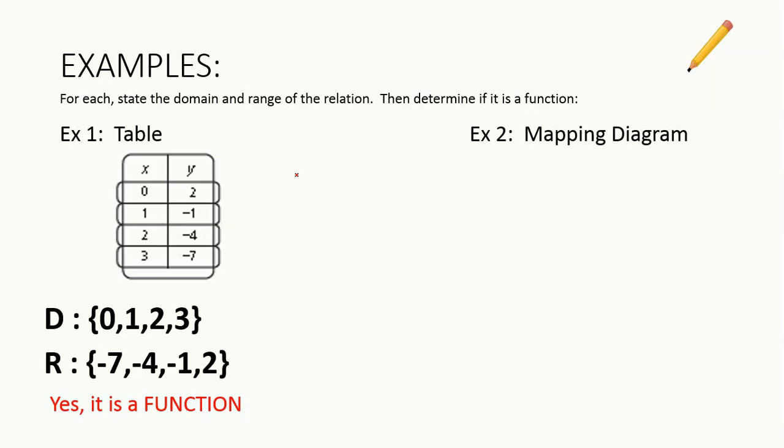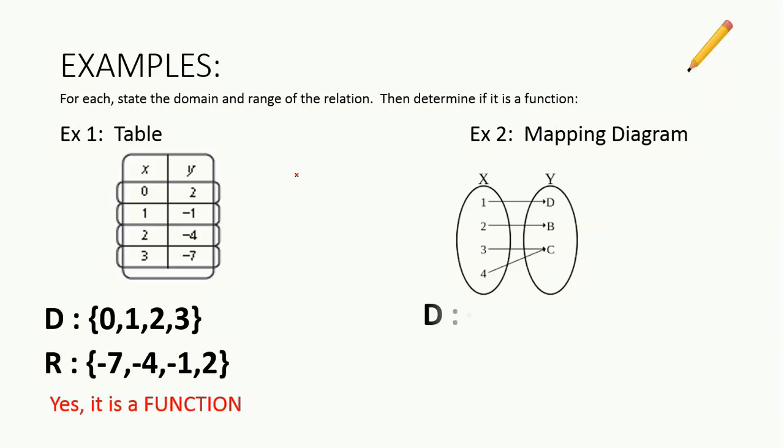The answer is yes. There's no problems here. What about a mapping diagram? You probably haven't seen these as much in your academic career, but that's what it looks like. Basically, it's two circles with some stuff written in them, and then there are arrows pointing who relates to who. So my domain in this one is 1, 2, 3, and 4. Notice how it's the x side, or the left-hand side. It's what the arrows are pointing from. Your range is B, C, and D.